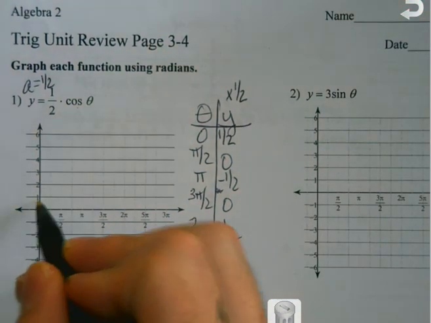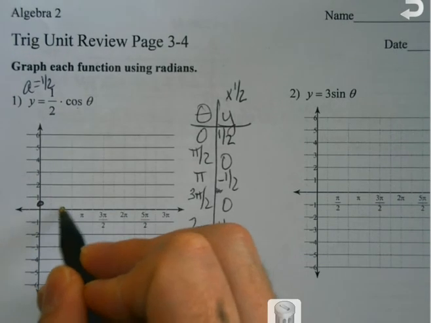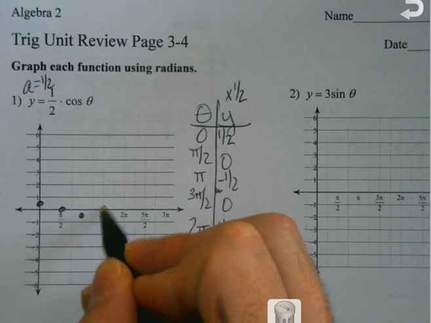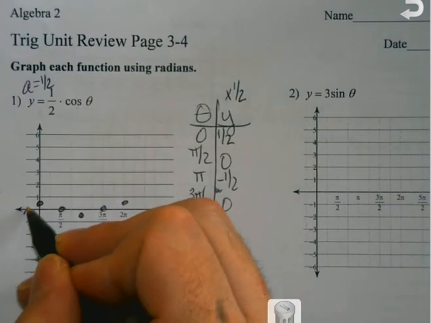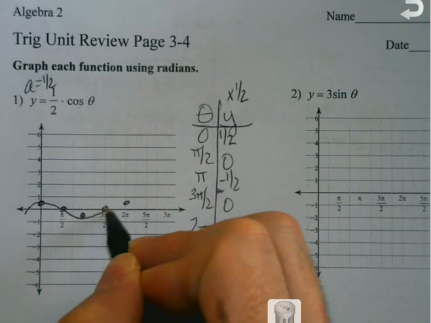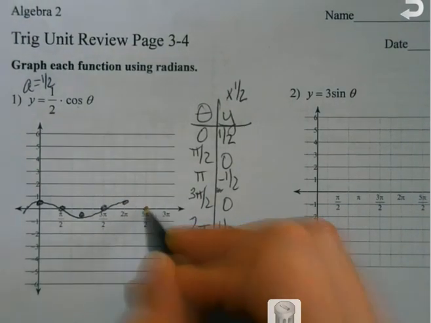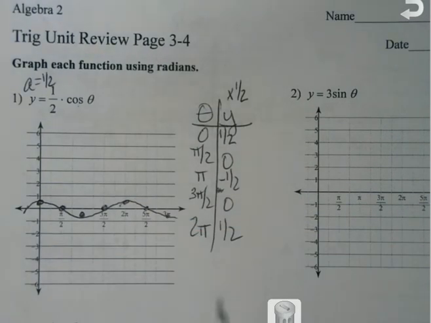So at 0, I'm at 1/2. At pi over 2, I'm at 0. Pi, I'm at negative 1/2. And again, you only have to graph one cycle. Now, if you wanted to keep going so it fills the whole thing, that's fine. But as long as you've graphed one cycle, you're okay.